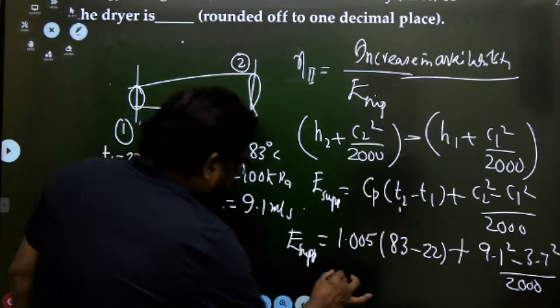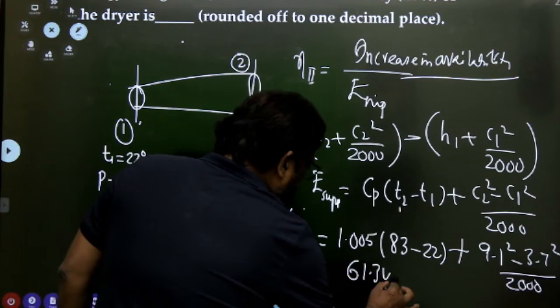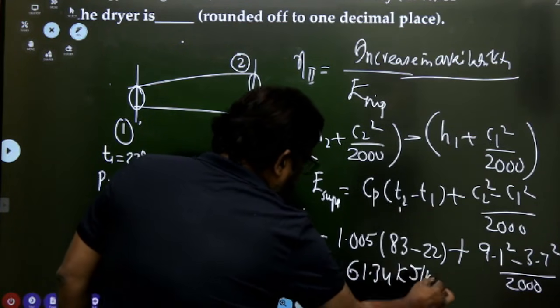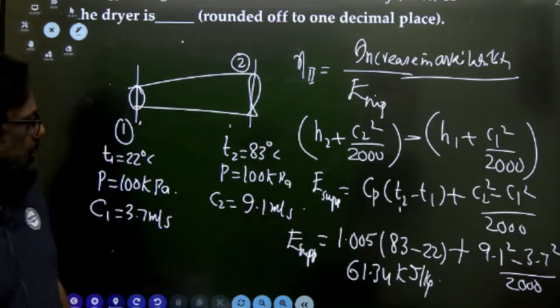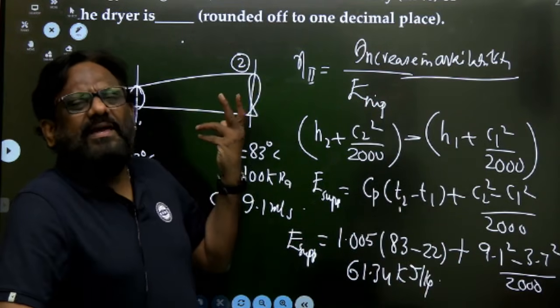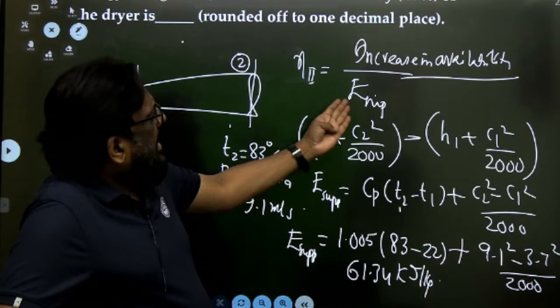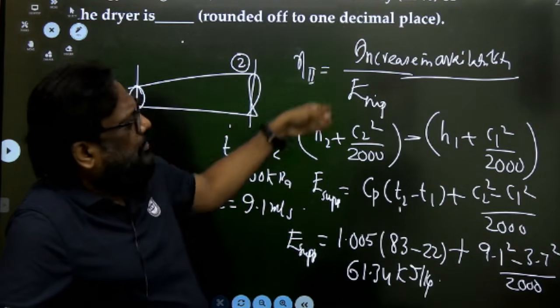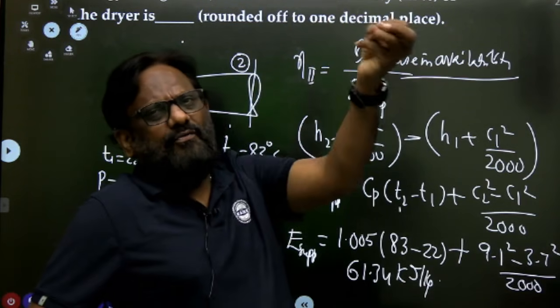So I think you are getting this as 61.34 kilojoule per kg. Absolutely fine. So इससे कोई प्रॉब्लम नहीं होगा. So there is no need to take the area and calculate the mass flow rate, because यहाँ पे mass flow rate सेम तो रहेगा, तो कैंसिल हो जाएगा. Per kg calculate करेंगे तो भी कोई फर्क नहीं पड़ेगा.